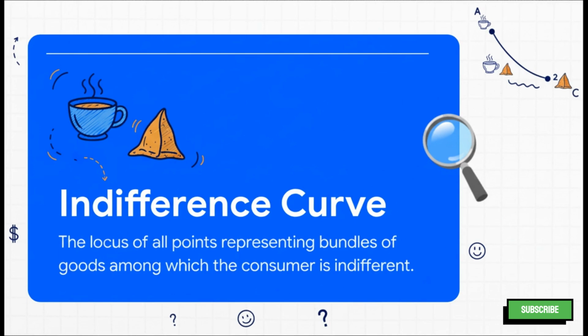All this curve does is connect all the different combos of, let's stick with our example, chai and samosas that give you the exact same level of happiness. So maybe you'd be just as happy with 3 cups of chai and 1 samosa as you would be with 1 cup of chai and 2 samosas. You're indifferent between them. Neither one is better than the other to you.